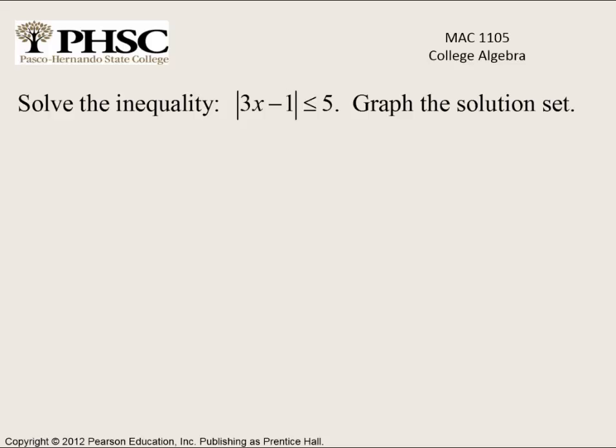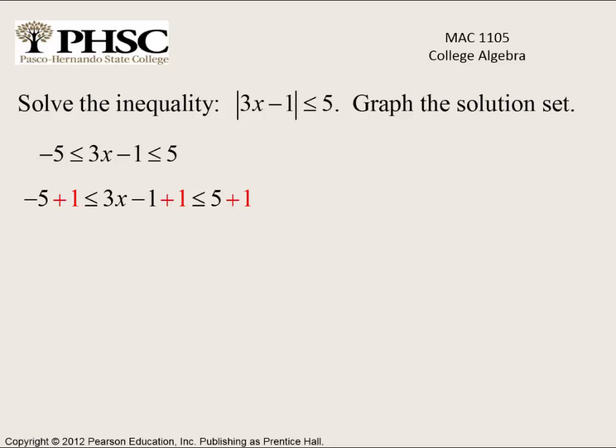So let's go ahead and solve this inequality. Here we have the absolute value of 3x minus 1 is less than or equal to 5, and we're going to graph the solution set. Again, I have to write it out, so I have my two possibilities: negative 5 is less than or equal to 3x minus 1, less than or equal to 5. I'm going to solve all three parts at the same time. So I'm going to add 1 to the left, the middle, and the right.